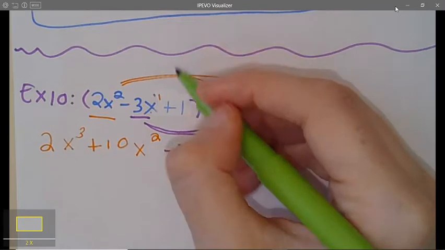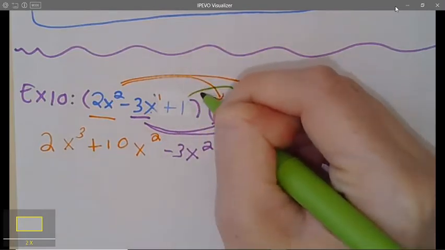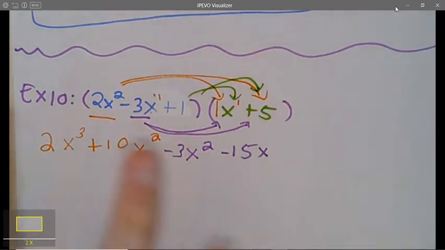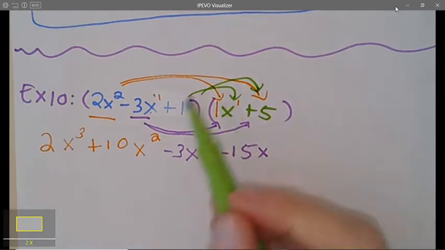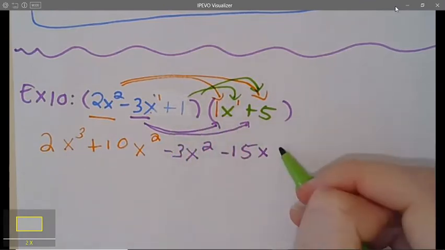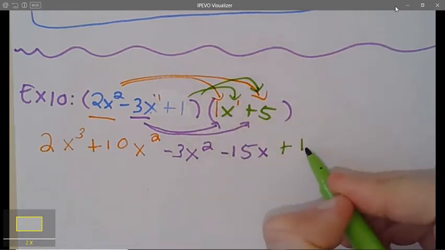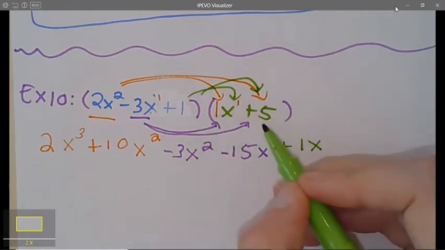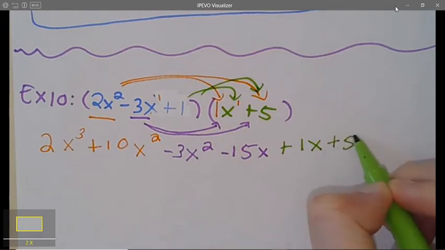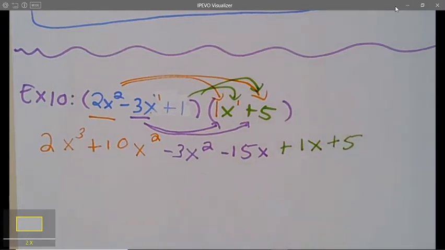And then my final term. I'm going to take the 1 and multiply it to both terms. I know it's getting a little busy, but that's all we're doing. So 1 times x, well, 1 times 1 is 1, and I don't have anything to combine the x to, so I'm going to bring on down my x. 1 times 5 is 5. And then guess what, you guys? After that, we just combine our like terms.